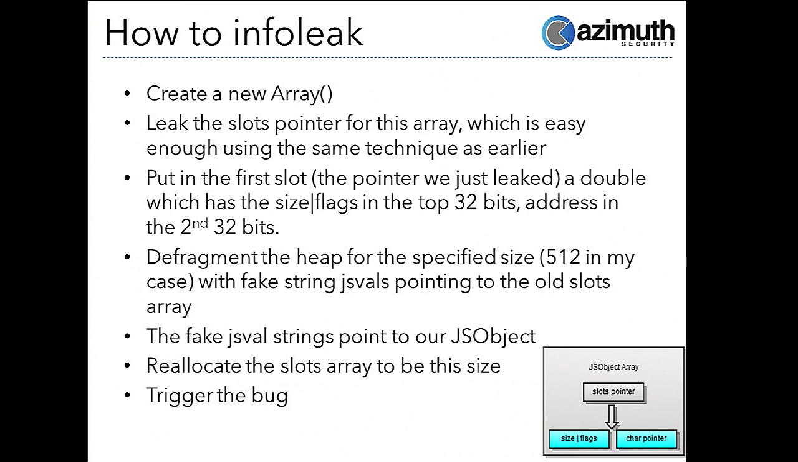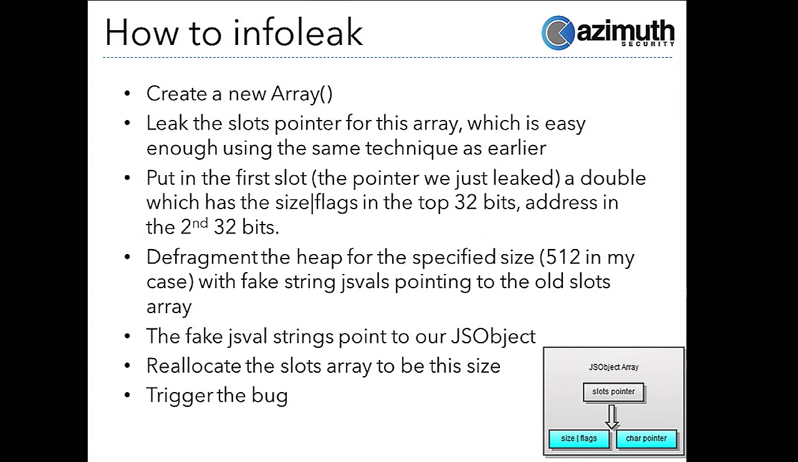You defragment the heap with these fake JS string values, and you just keep doing that. And then after you've created enough of these things to have a very good idea that your data is going to be sequentially in memory, you then reallocate your slots array, which means it goes from the GC heap over to the jemalloc heap. And then you trigger the bug.